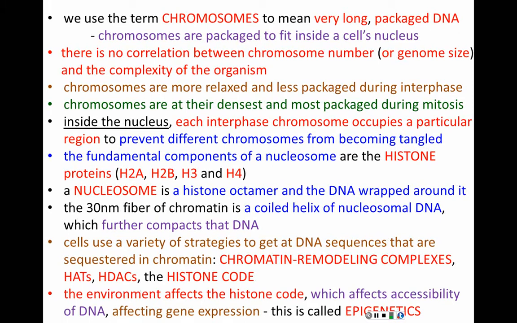Finally, we talked a little bit about epigenetics. That's the environmental effect on the histone code. The environment plays a role in modifying the histone code, and histone methylation, phosphorylation, and acetylation patterns change as a result of environment. But more importantly, these changes are transmitted to future generations. These changes in the histone code, which stand on top of the actual DNA sequence, can be inherited in future generations. That affects accessibility of the DNA, affects gene expression, and this is the idea of epigenetics.